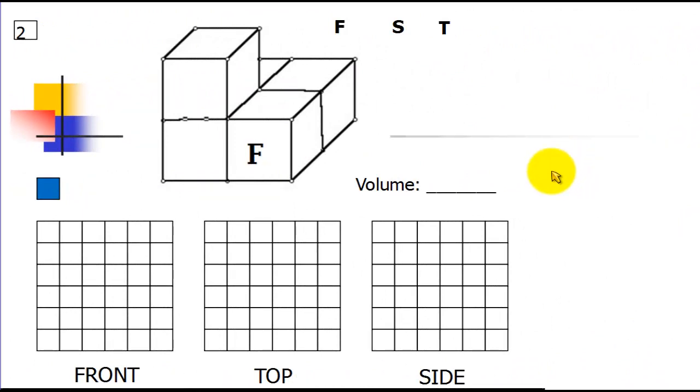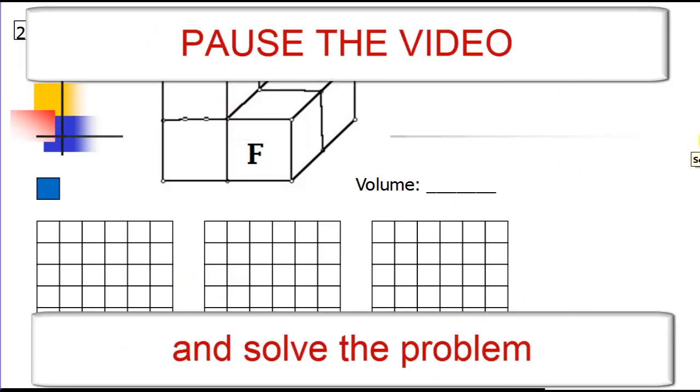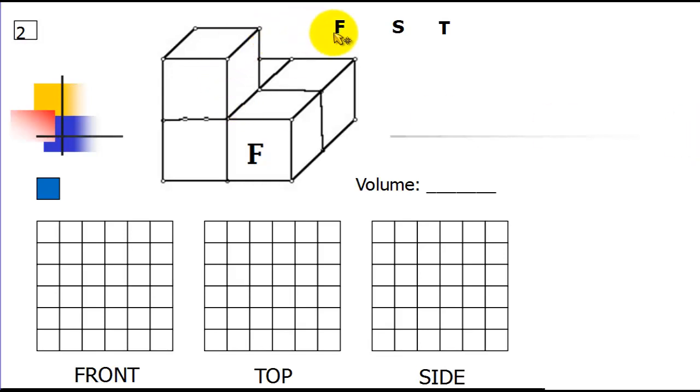Example number 2, pause the video and find the front, top, and side view of this 3D figure. Alright, so for the front, we can first label all the front squares or the front image. Front here, we have two squares. The first column, we have two squares, and this can be represented by this square. And then looking at the top, I have one and then two. So again, it's like you're looking above this figure. So you'll be seeing this square and this square, and we can represent that by putting two squares.